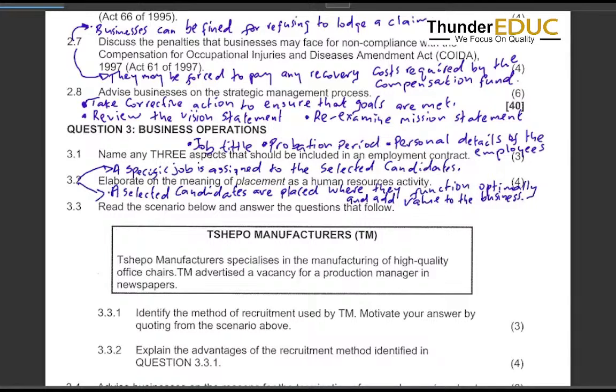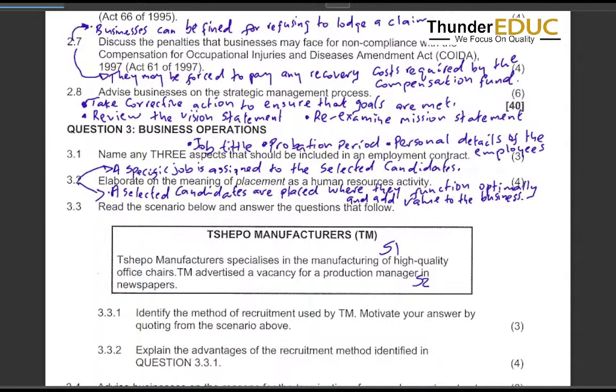Okay, right. So now let's check 3.3. So now 3.3 reads as follows. Read the scenario below and answer the questions that follow. So now TM manufacturer specializes in the manufacturing of high quality office chairs. So now TM advertised a vacancy for a production manager in a newspaper. So now if you check here, we have sentence 1 and also sentence 2. So now let's check 3.3.1. It says identify the method of recruitment used by TM. Motivate your answer by quoting from the scenario.